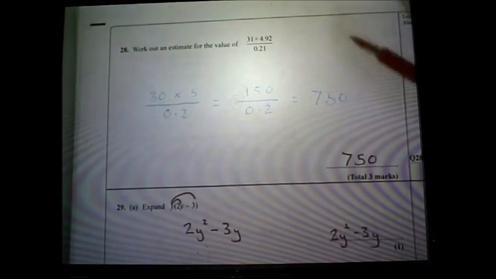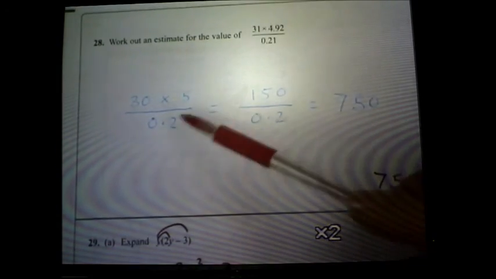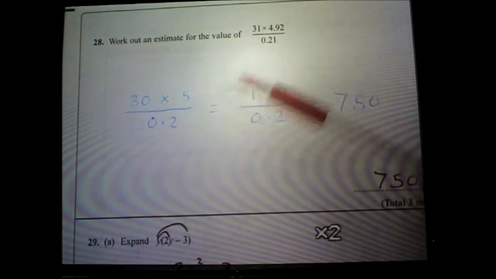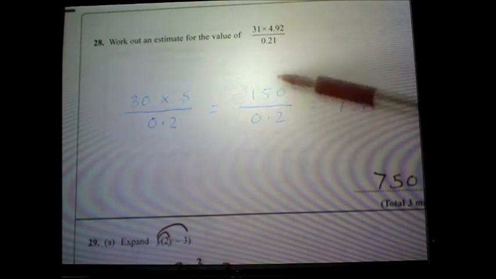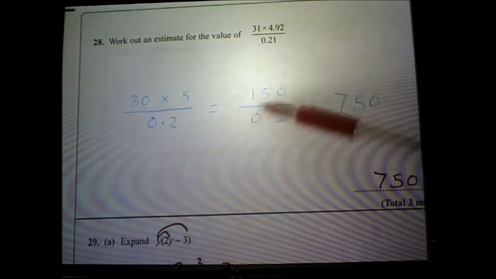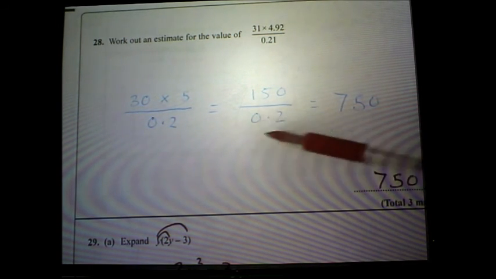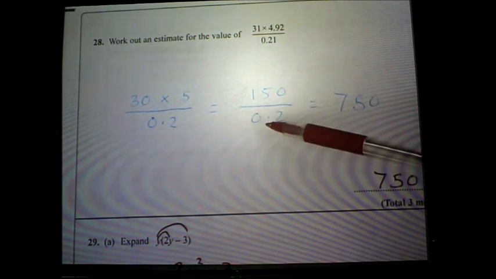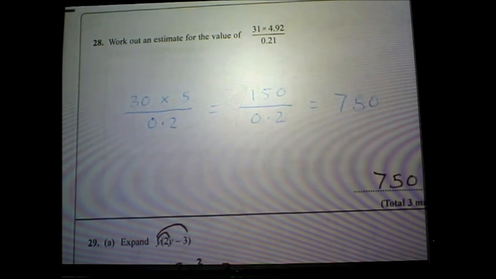Estimate a value for this. Estimate means don't give an exact answer. 31 I've rounded to 30, 4.92 I've rounded to 5, and 0.21 I've rounded to 0.2. Work out the top. So you've got 150 divided by 0.2, and that is 750. It's quite a nasty sum, that, but if you remember, there's 5 0.2s going into 1. And you know how many 1s go into 150 because it's 150. So you just do basically 150 times 5. So it's 750.